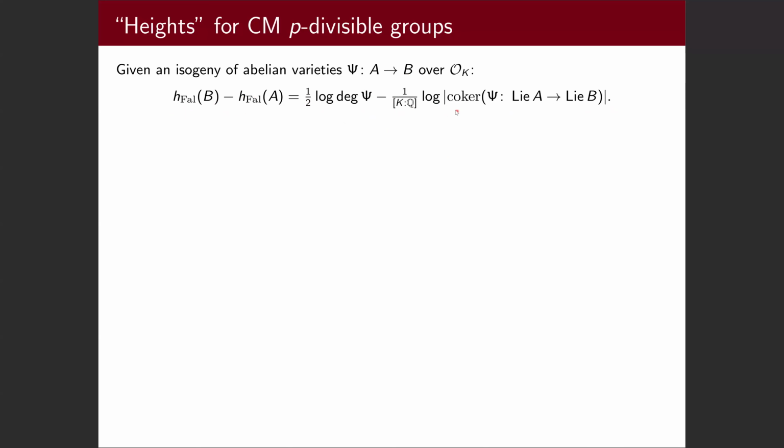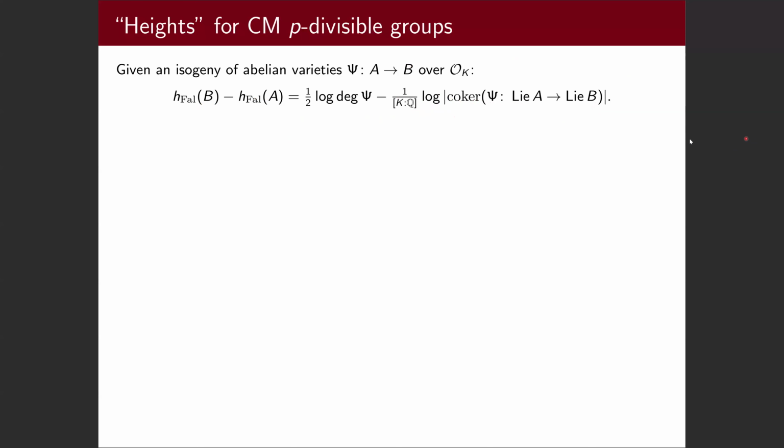So here I take the co-kernel. You can express this as follows. You can take the co-kernel of psi acting on the Lie algebras on the integral model. This has finite length because this map on Lie algebras is an isomorphism on the generic fiber. So you can take its size, and if you take a log and normalize appropriately, this formula calculates the difference of Faltings heights of A and B.